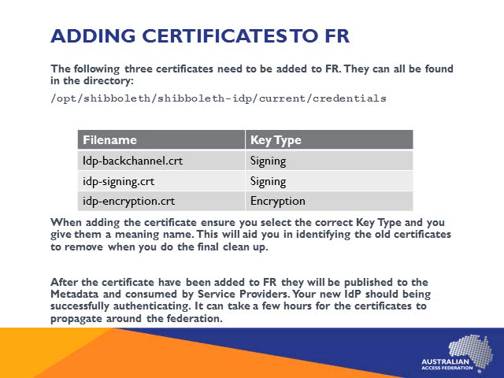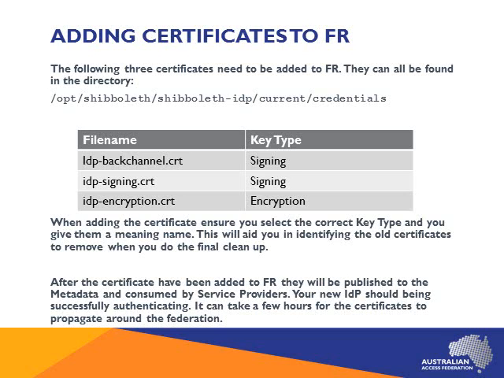When adding the certificates, ensure you select the correct key type and you give them a meaningful name. This will aid you in identifying the old certificates to remove when you do the final cleanup. After the certificates have been added to FR, they will be published to the metadata and consumed by service providers. Your new IdP should begin successfully authenticating at this point.